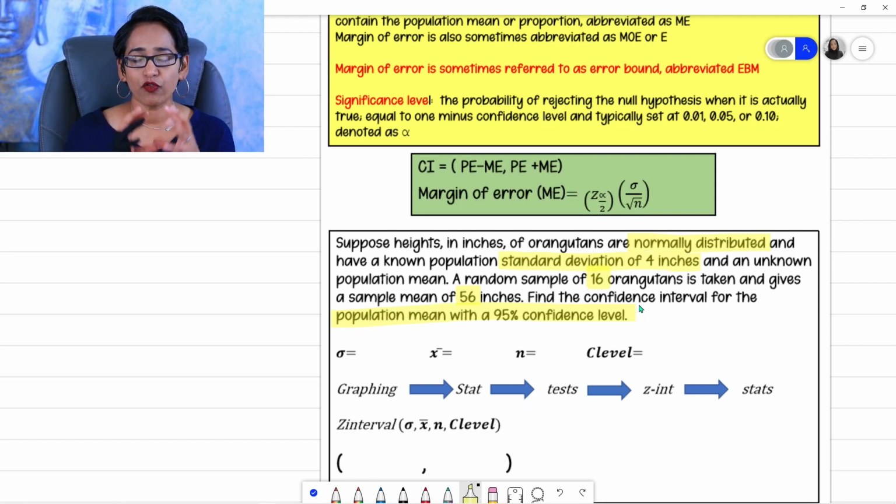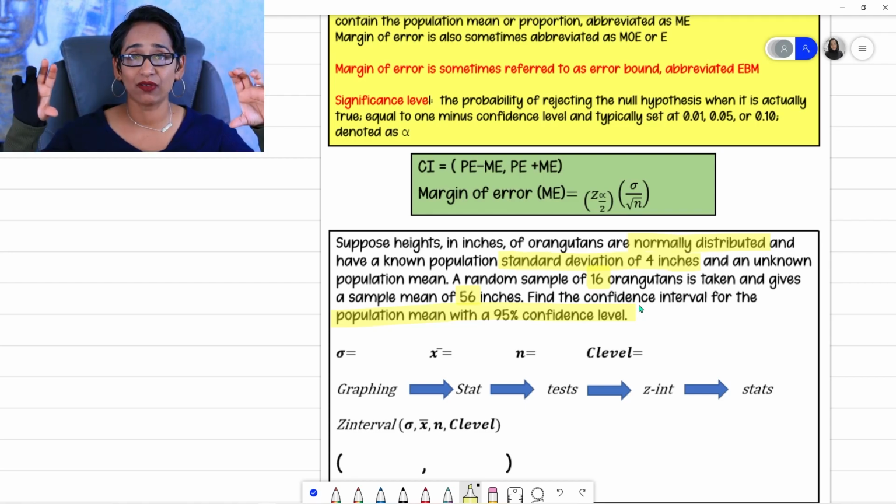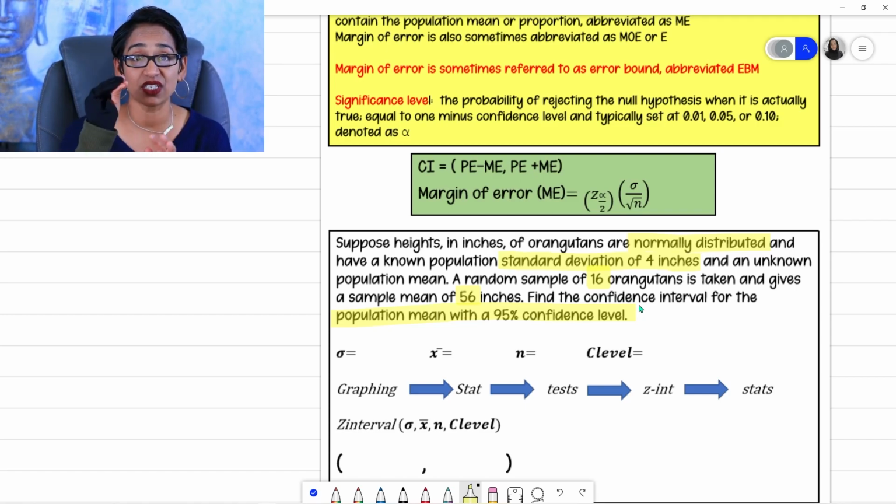Now I'm asking you, from this information, from the standard deviation, from the sample size, and from the sample mean, I want you to tell me, what do you think the average height of the orangutans will be? And I do not want you to give me a point estimate. I want you to give me an interval, right? And I also want you to be 95% confident. So that means your significance level is 5. Remember, significance level is always 100 minus your confidence, which is 100 minus 95 is 5%.